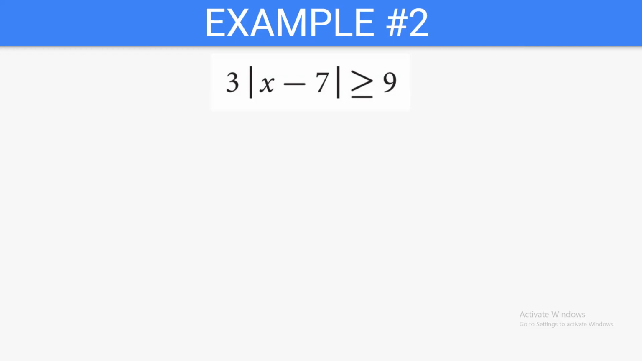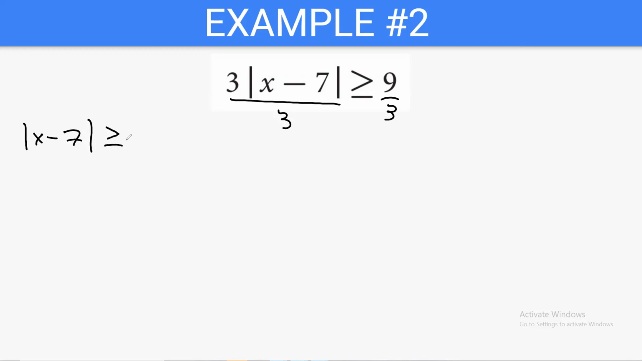Okay. So here I want to isolate my absolute value on my left-hand side of the equation, right? So I'm going to divide this by 3. Divide that by 3, divide that by 3. So absolute value of x minus 7 is greater than or equal to 3. 9 divided by 3 is 3. Okay?